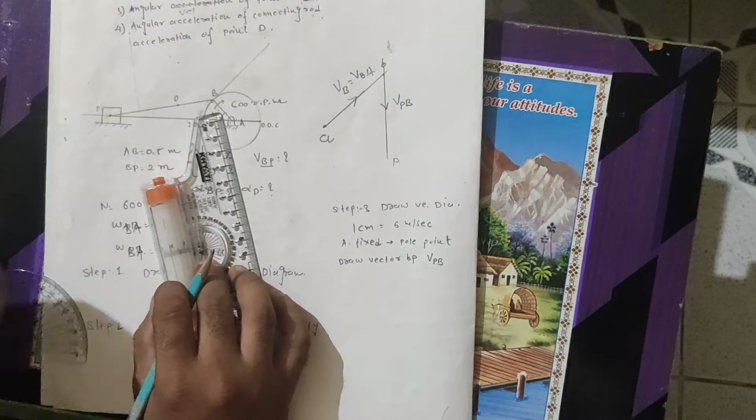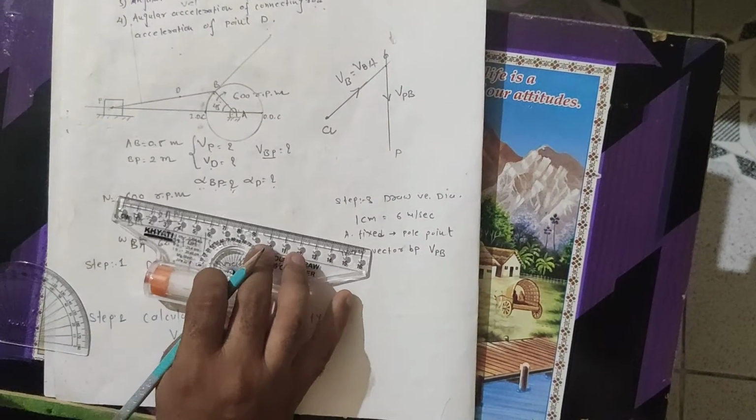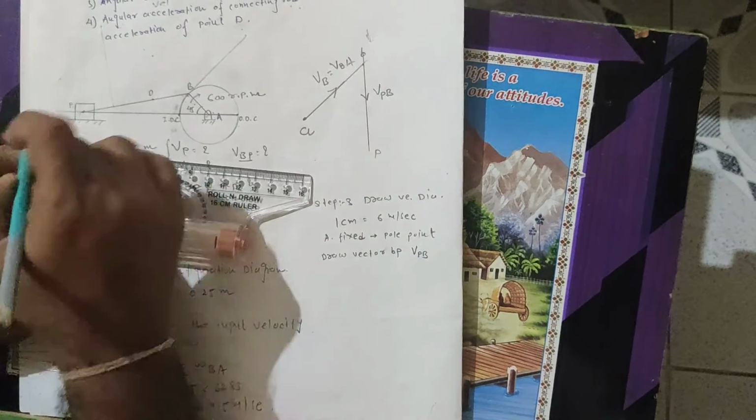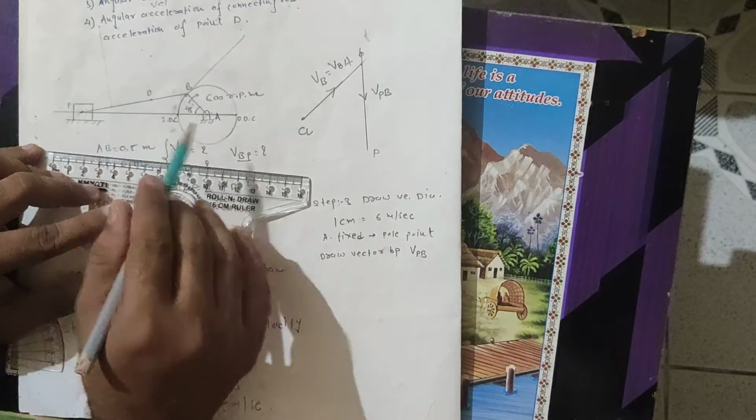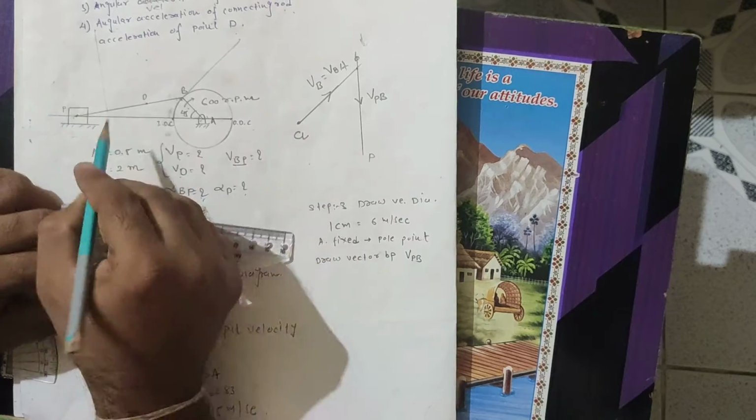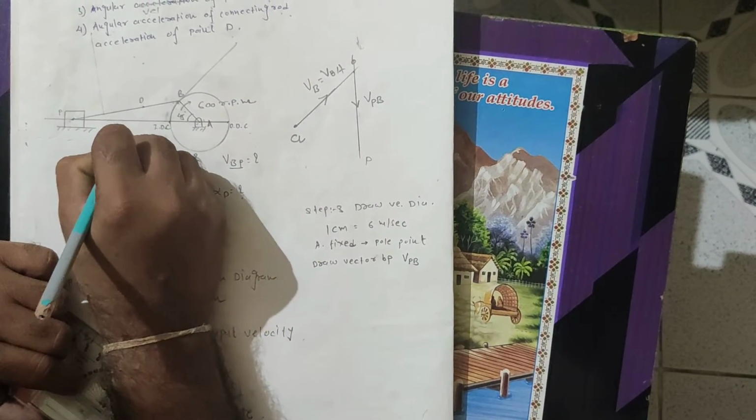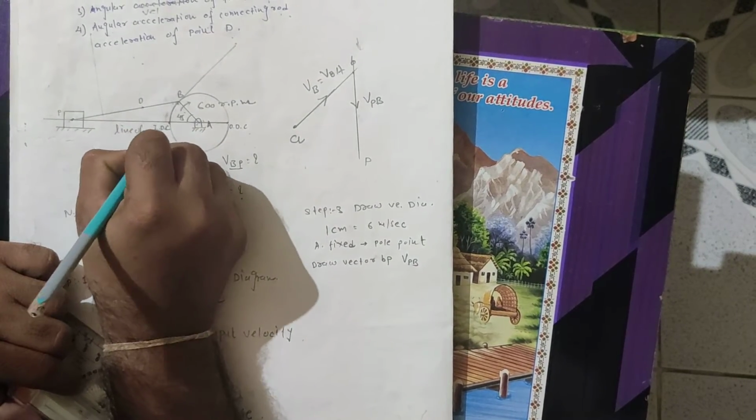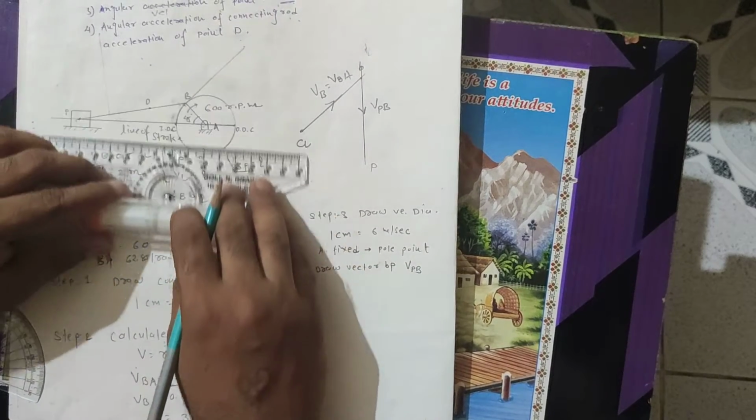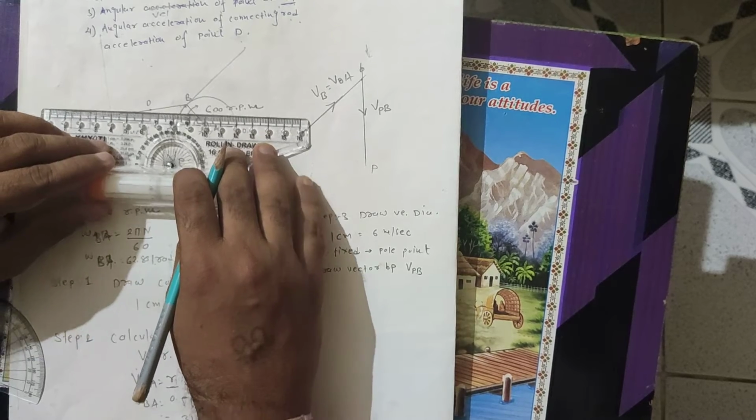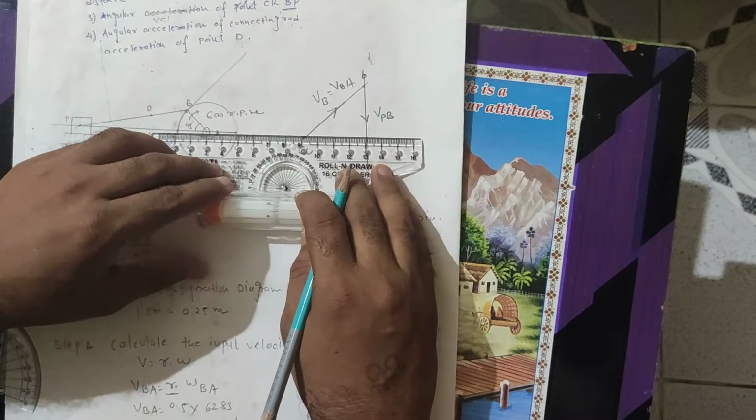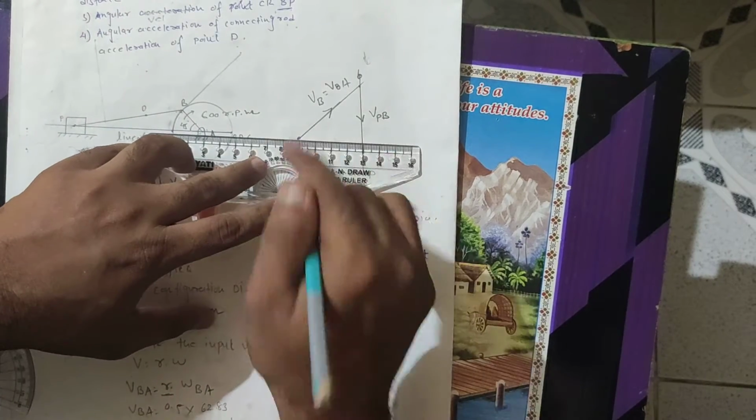Okay, so after this, one point remains. This is a link, but this is a slider, and it moves in a straight line. So we have to draw a line parallel to the line of stroke. This is our line of stroke. Okay, so this is the parallel line that we have to draw, from the point A.